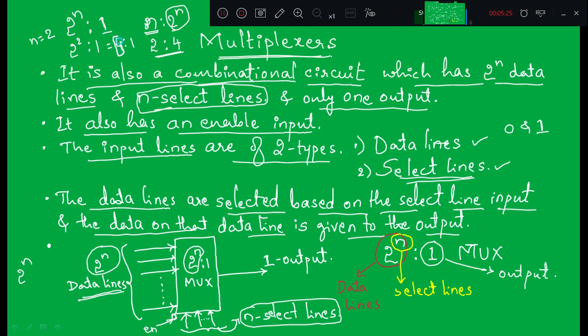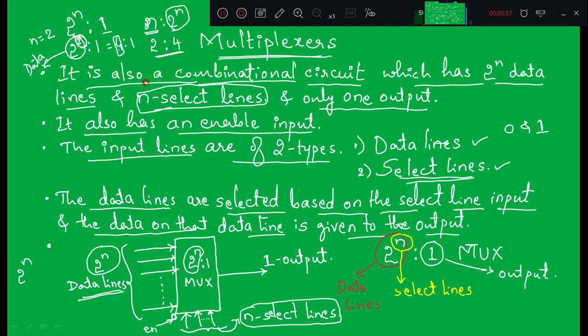What is this 4? 4 is nothing but the data lines, because 2 raised to 2 are the data lines, right? And the power gives you the number of select lines. So in this 4 is to 1 example, there are 4 data lines, 2 select lines, and only 1 output. Along with this, we have a default enable, an active low input. I hope these things are clear.